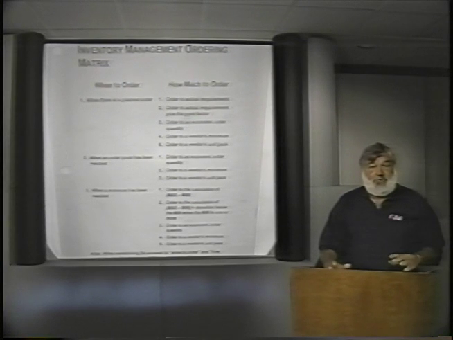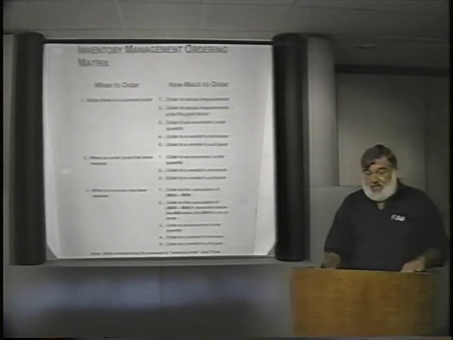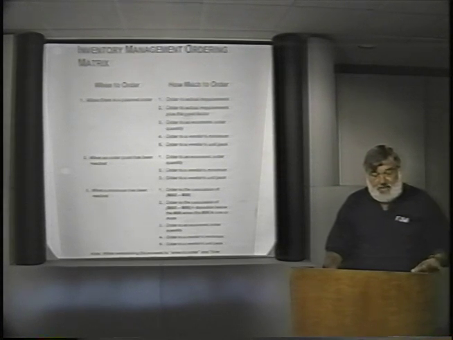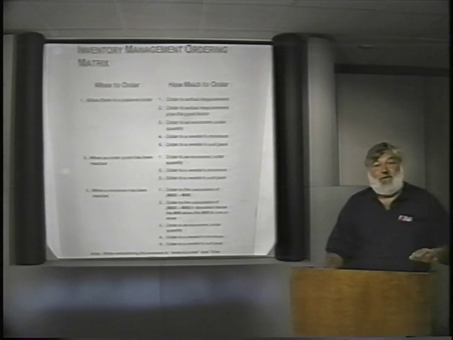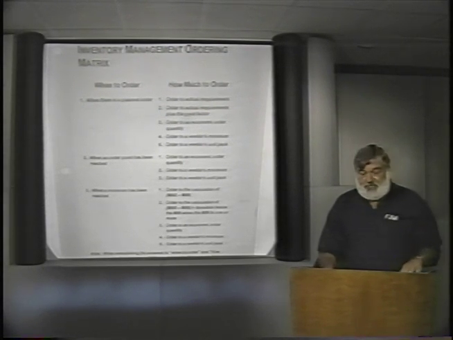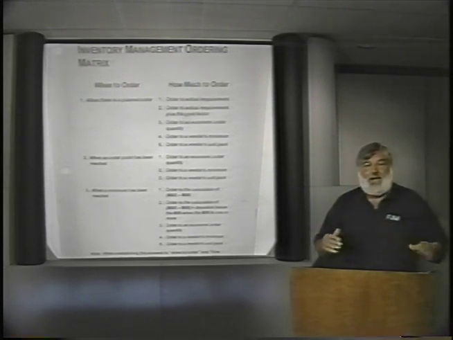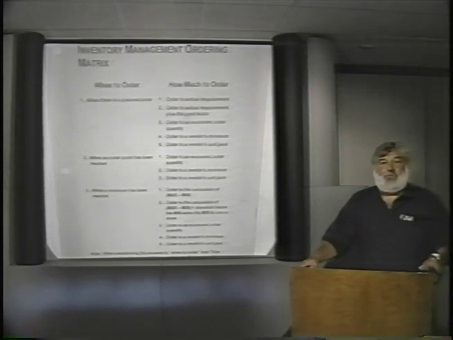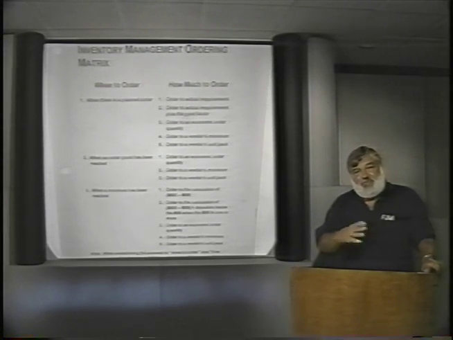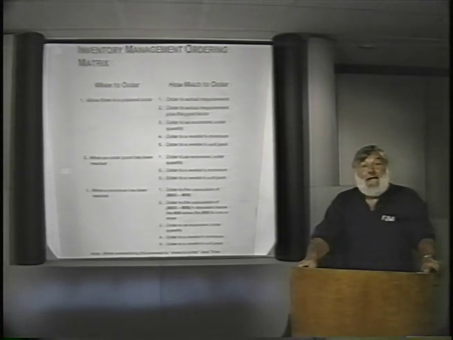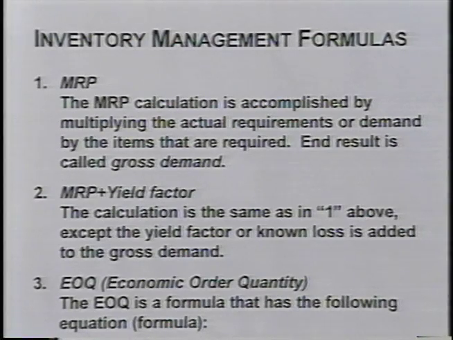There are 4 pages that comprise this inventory management formula series, and they are pages 10, 10A, B, and C respectively. And I'm trying to utilize the same format as we had in the previous ordering matrix to give you some continuity. Item number 1, MRP, is material requirements planning.